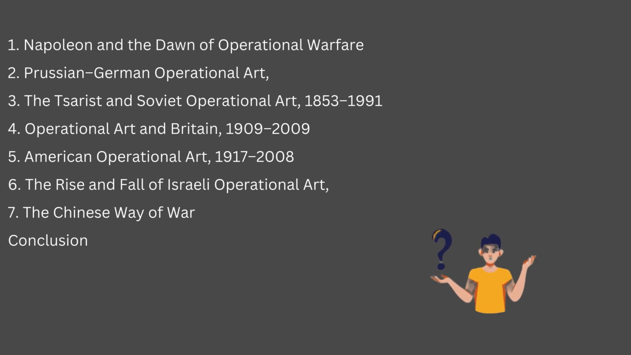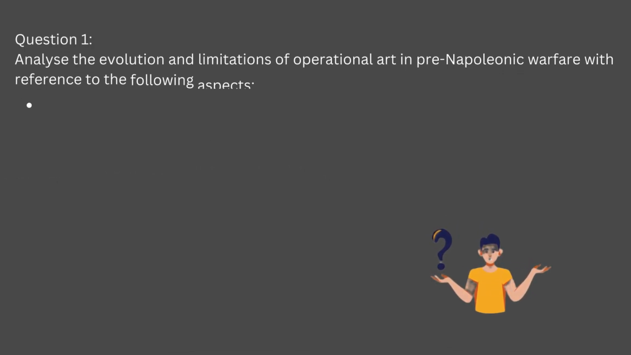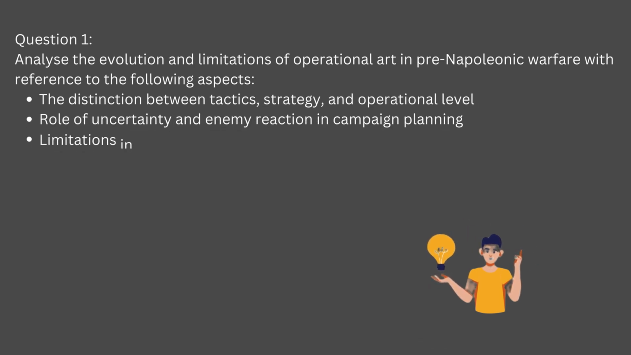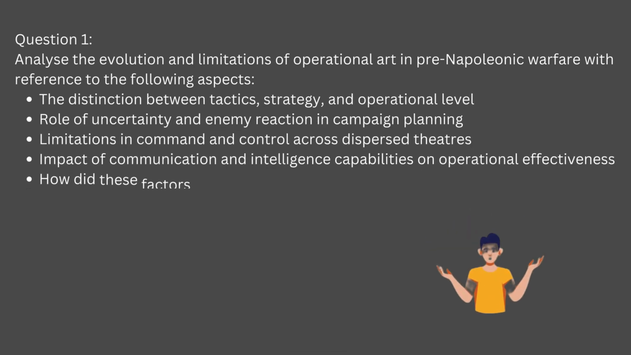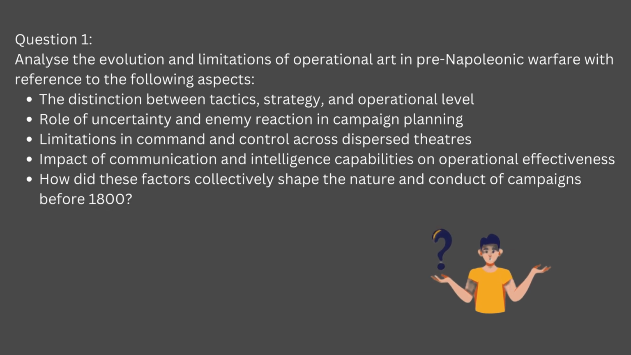Now, let's begin with Chapter 1. Napoleon and the dawn of operational warfare, top 10 questions. Question 1 states, analyze the evolution and limitations of operational art in pre-Napoleonic warfare with reference to the following aspects: the distinction between tactics, strategy, and operational level, role of uncertainty and enemy reaction in campaign planning, limitations in command and control across dispersed theaters, impact of communication and intelligence capabilities on operational effectiveness. How did these factors collectively shape the nature and conduct of campaigns before 1800?